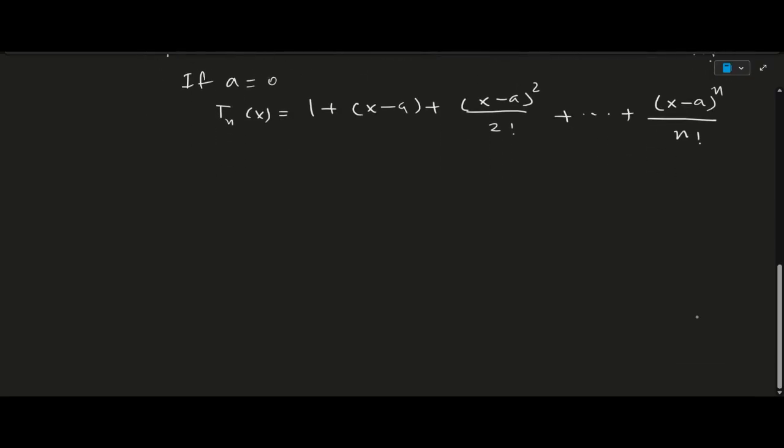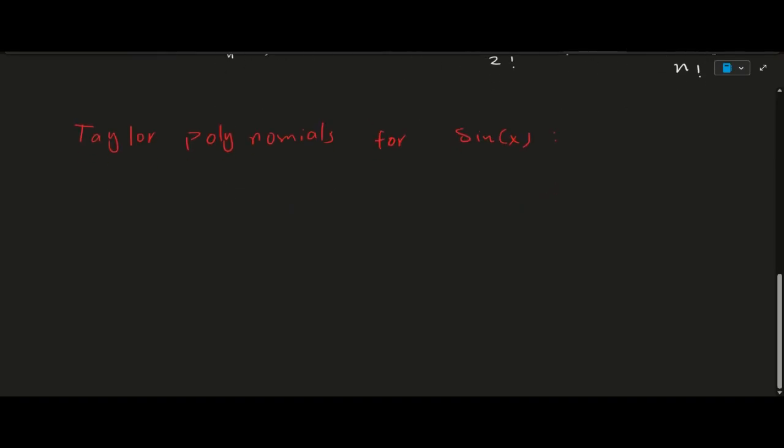Now, can we do this for sine and cosine of x? So, Taylor polynomials for sine of x. The first thing that we want to do, step 1, is try to find a routine for the derivatives. So let's see, what is f prime of x if f of x is sine of x? That would be cosine of x.